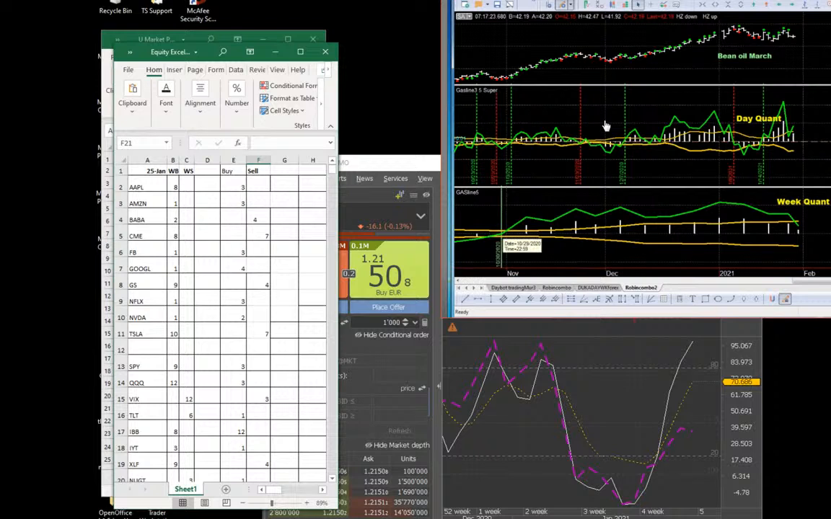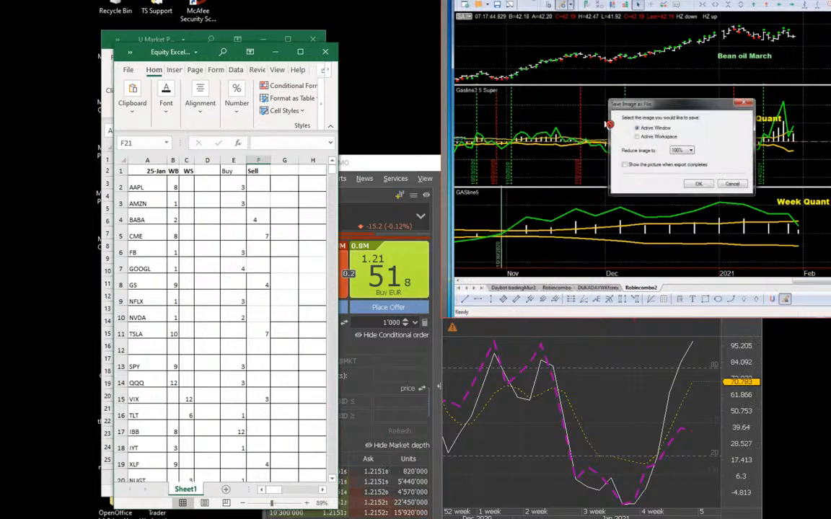Bean oil doesn't seem to let go. It started off in the 35s, 34s, 33s, and now it's trading in the 40s. So there's not a lot of weakness going on there, that's for sure. All right, let's save that too at the same time. That's part of that oil sector that I like to watch. Let's put that in there. Soybean oil. There we are.